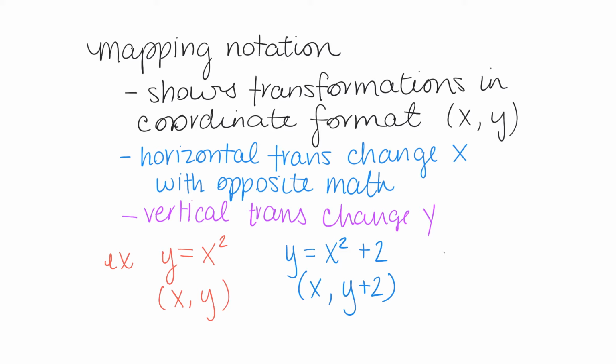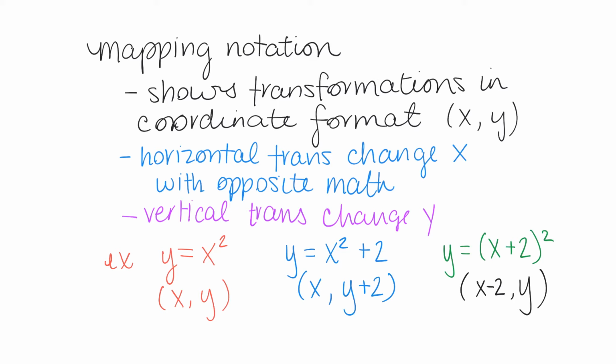If it was horizontal, it would look something like this. Let's say x plus 2 squared. In this one, you're sliding everything right or left, and you're not going up or down. So if you start off with x and y, your x's are all changing, and they're all going to shift 2 to the left. And your y's aren't going anywhere. So the mapping notation would look like that.